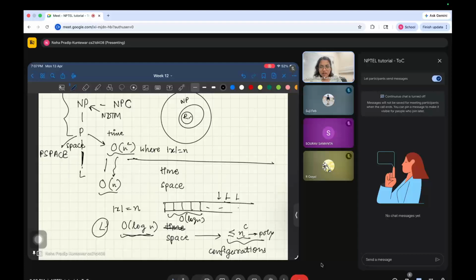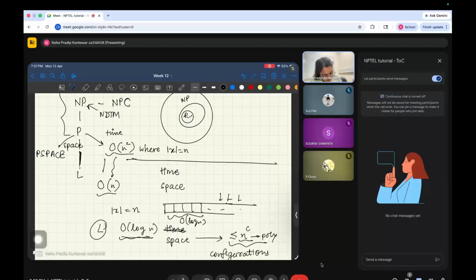We don't know whether they are equal or whether they are separate, similar to this question where we know that P is contained in NP. We don't know whether they are equal or not. Similar question is open here.